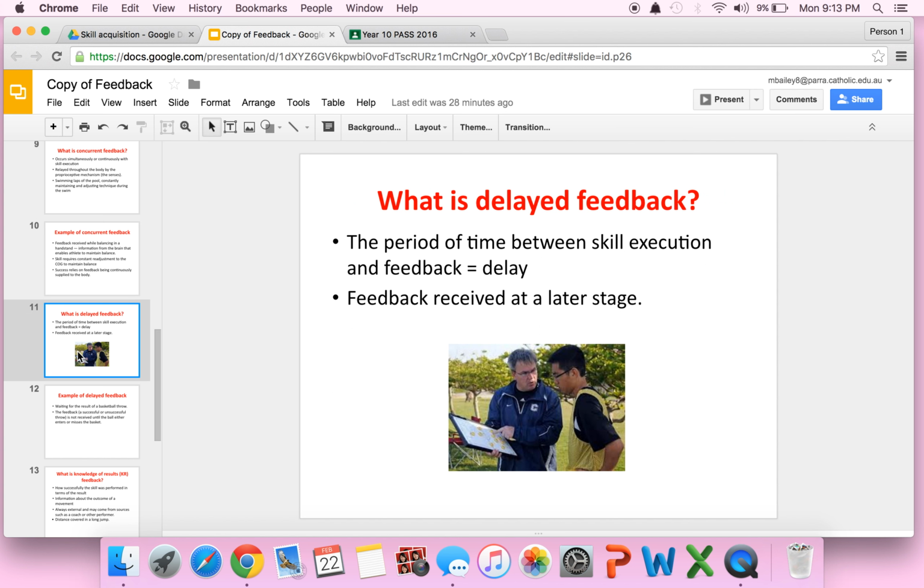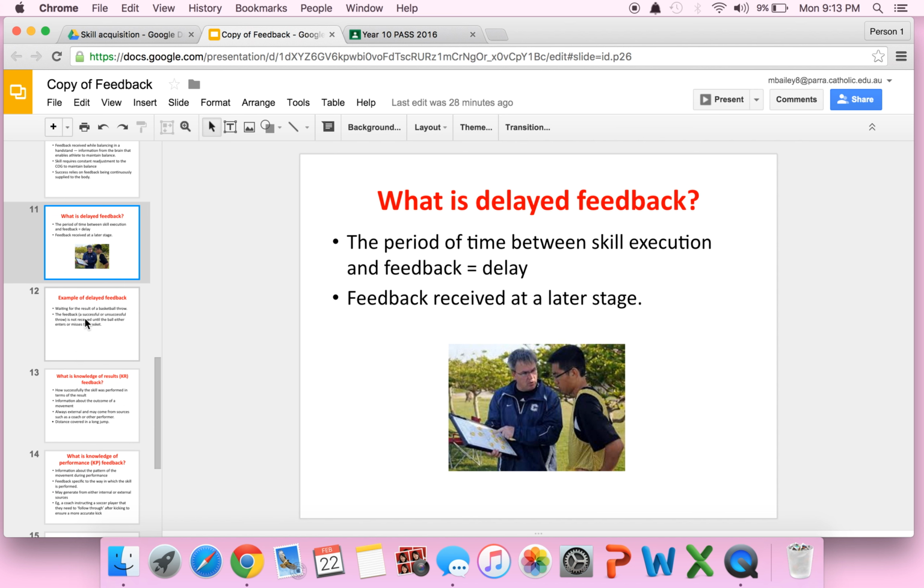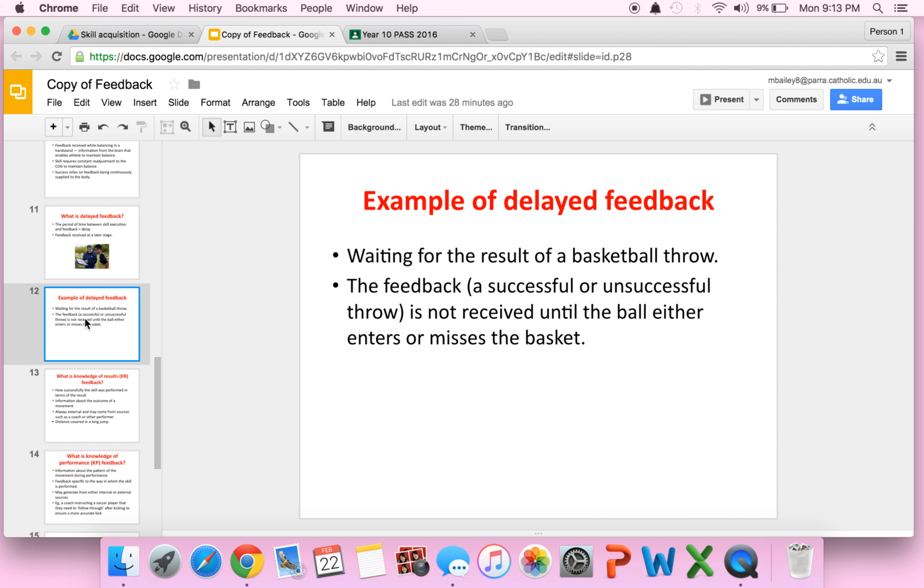Delayed feedback is feedback that is received post-performance. There is a gap between the execution of the skill and the athlete receiving feedback. Some examples of delayed feedback include waiting for the results of a basketball throw. The feedback is not received until the ball either enters or misses the basket.